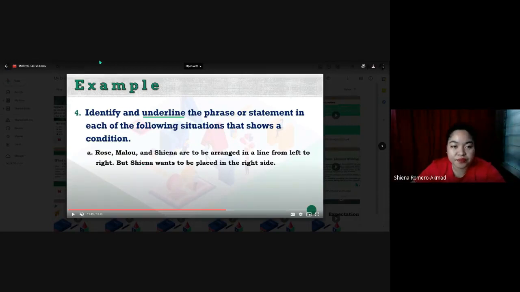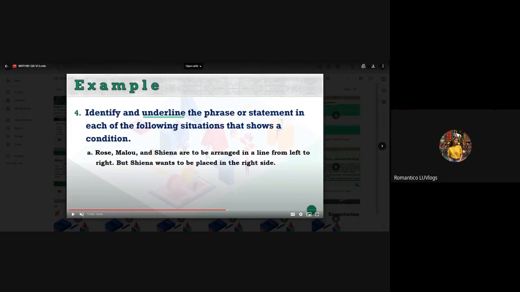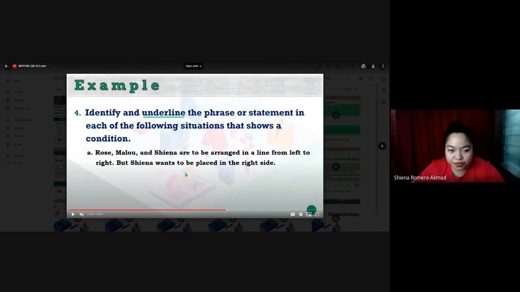Which one? But she now wants to be placed on the right side. Yes, because what Sheena wants has something to do with the arrangement. She wants to be on the right side. It has something to do with the position or positioning.